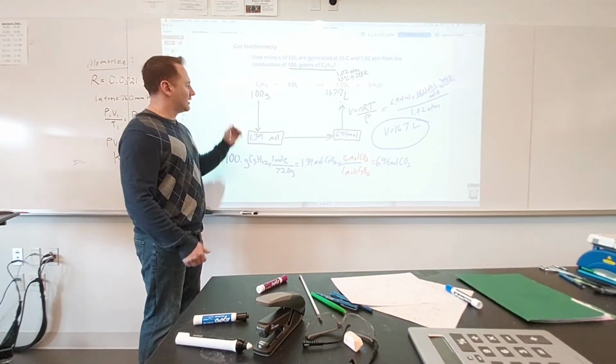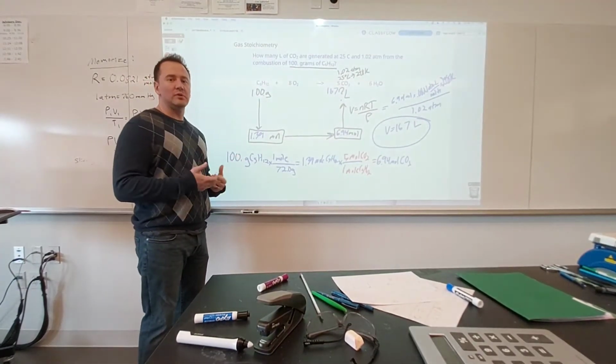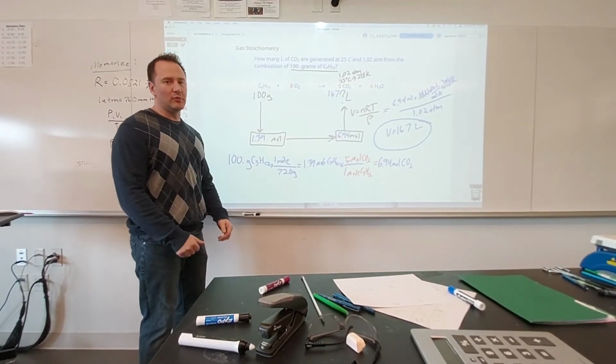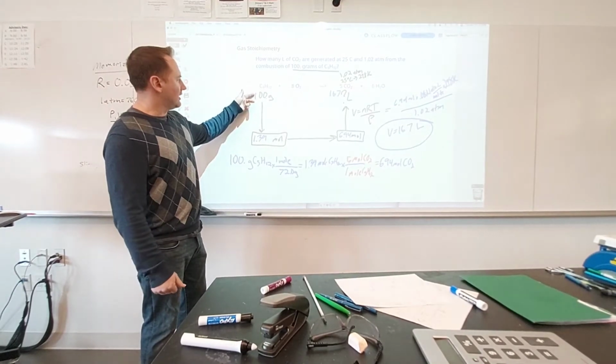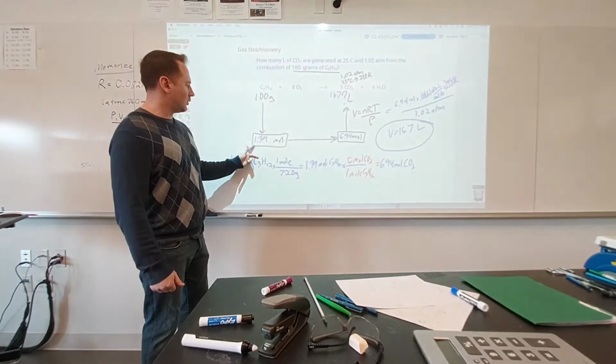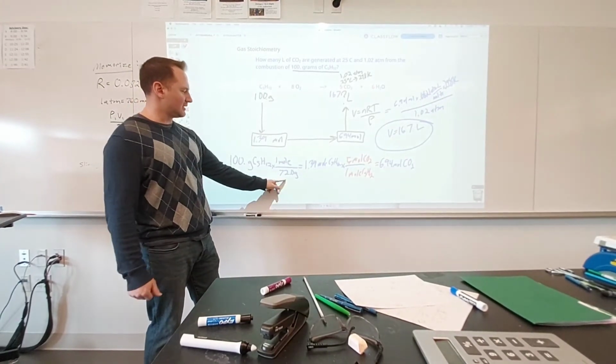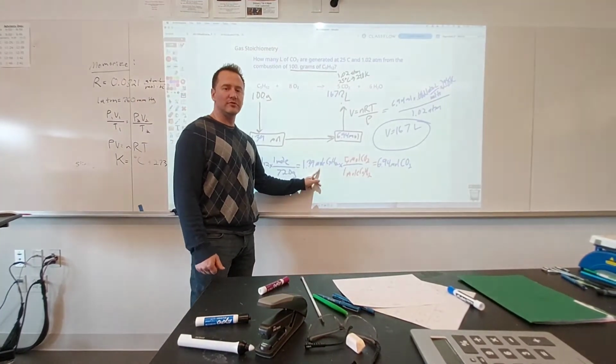So, going back to what we're given, whenever we see grams, we know that we can figure out how many moles, and as we know, everything reacts in mole ratios. So 100 grams of C5H12 will give us 1.39 moles. I did the work for that down here, using the molar mass of 72 grams.